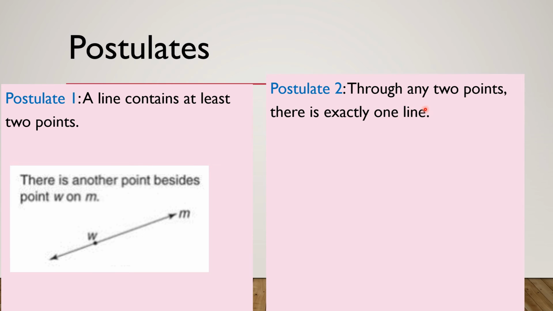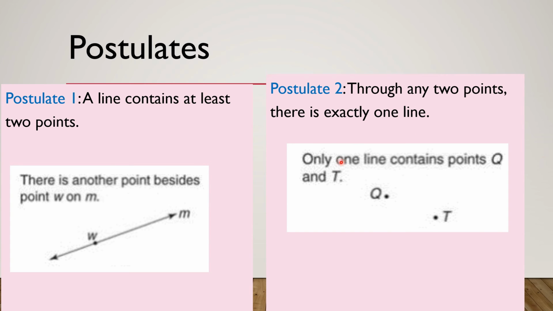So another one, we have postulate number 2: through any two points, there is exactly one line. Why? Only one line contains points Q and P. If we have points here, and also points here, there is exactly one line. If we connect these two points, it forms one line. What kind of line? Line segment. So through any two points, there is exactly one line. That is postulate number 2.